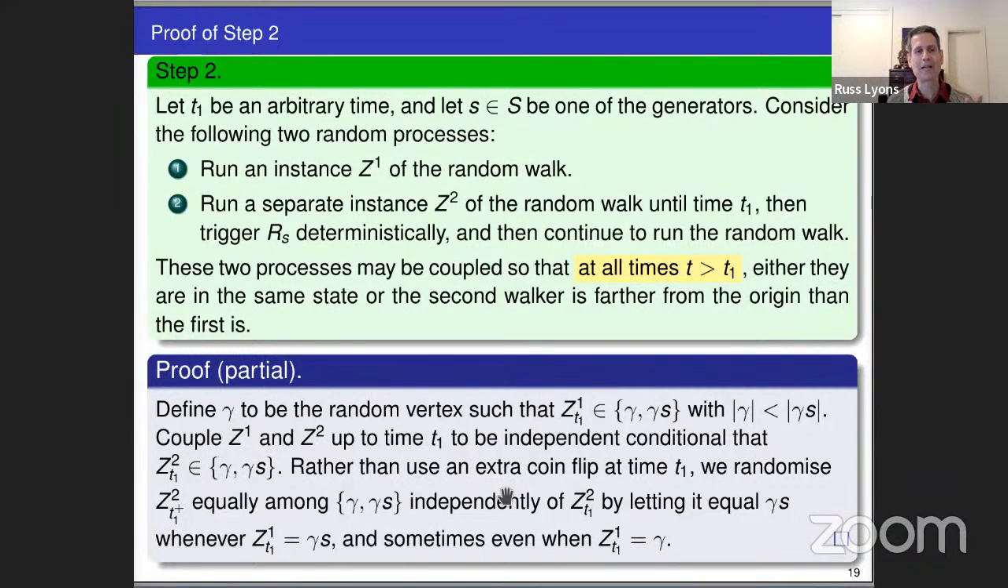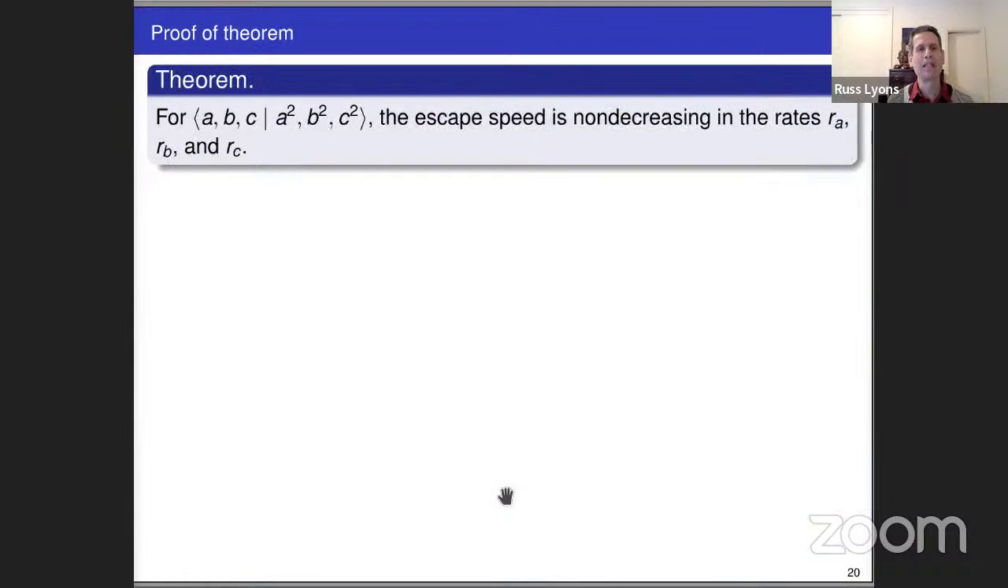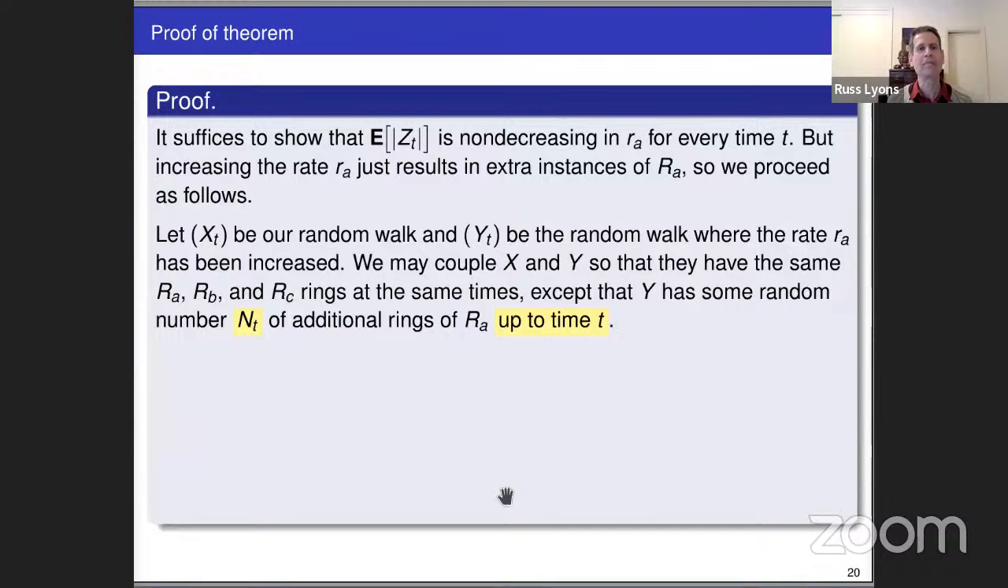Okay, I know this takes time to really think through. I don't have time to let you do that right now, but that gives you some idea of how the coupling works. Now, how do these get put together to prove our theorem? Okay, so here's the theorem again. So we're going to show that the expected distance at time t is non-decreasing in, say, rate RA for every time. Now, if I increase RA, remember, we're going to do that by using these refresh clocks. So that just results in extra rings of the refresh clock corresponding to generator A.